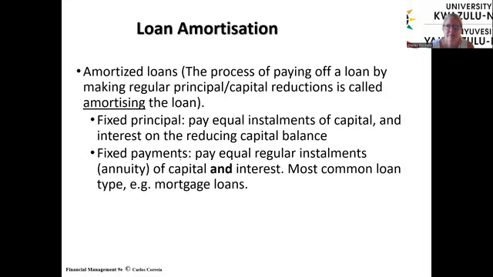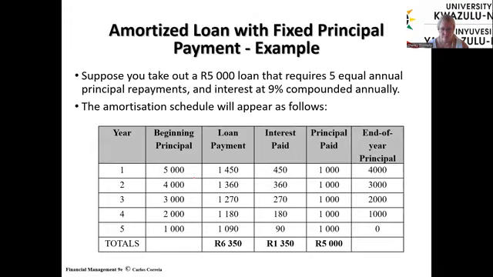Or you pay it back in fixed payments, which include capital and interest. And this is the most common method by which loans are amortized. Most of your consumer loans work in this way, your car loans, your student loans, your home loans, etc. And I'm going to illustrate both of them now. Firstly, we're looking at an example where you have a fixed principal capital payment. Suppose you take out a 5,000 loan that requires 5 equal annual principal repayments.